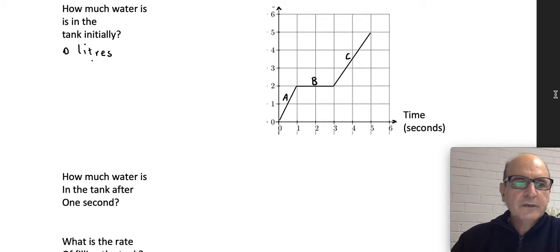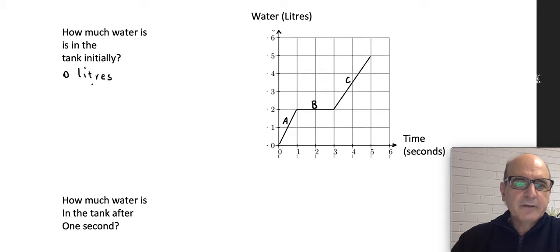How much water is in the tank after 1 second? We see that after 1 second we have 2 liters. So on the time axis, we look at 1 and go up to hit the graph, and then we go across to read the amount of water. So in 1 second we have 2 liters.